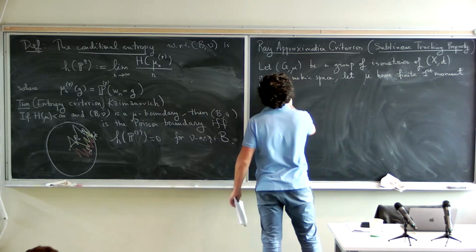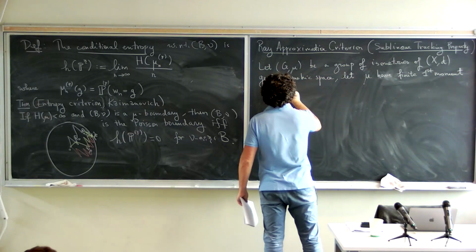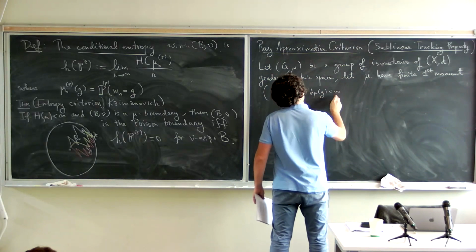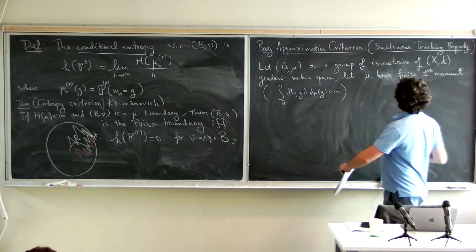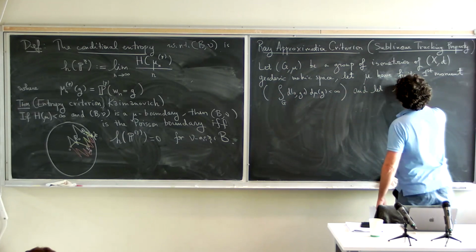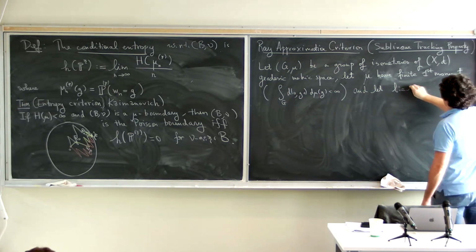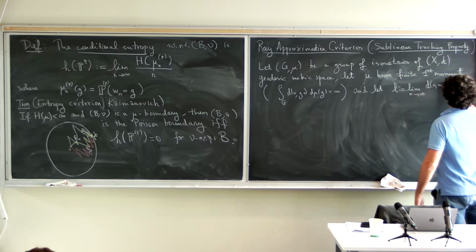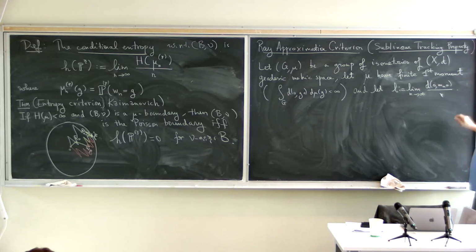So what does it mean? Let's recall that it is the integral of the distance between O and gO, and that this is finite. And let L be the drift of the walk, so the limit. We know that under this condition the drift exists almost surely. It could be zero, but in general it could exist. Okay.